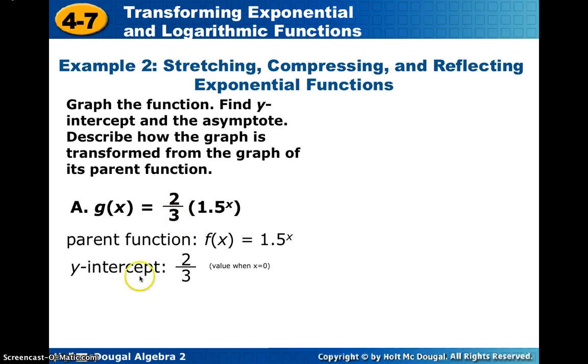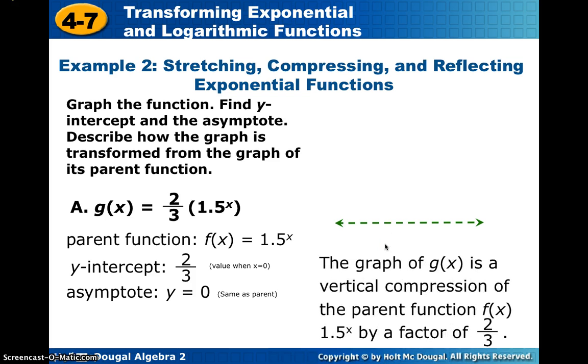If we want to find the y-intercept, we can plug in and find the value when x is 0. So if we plug in x is 0 into the function, we get 2/3, because 1.5 to the 0 is just 1. And so the y-intercept is 2/3. The asymptote is the same as the parent function because it's not moving.